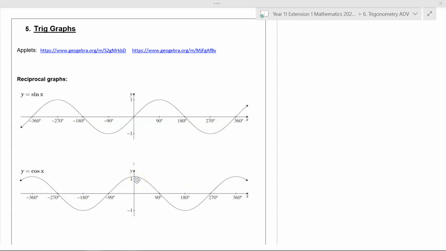Okay, so how can we draw our reciprocal graphs while we're here? So first of all, we know that if we want to draw cosec, it's 1 on sine. So the first thing I realised is sine could never be 0 for cosec to exist. So where sine is 0, we're going to have asymptotes for cosec. So dot those into your graph.